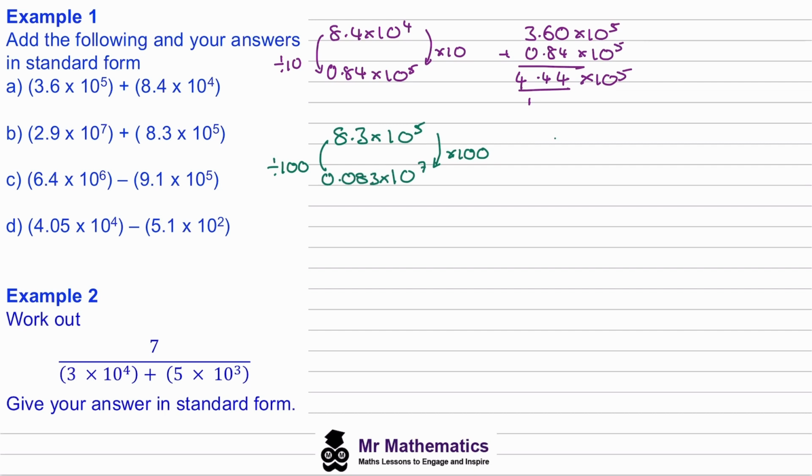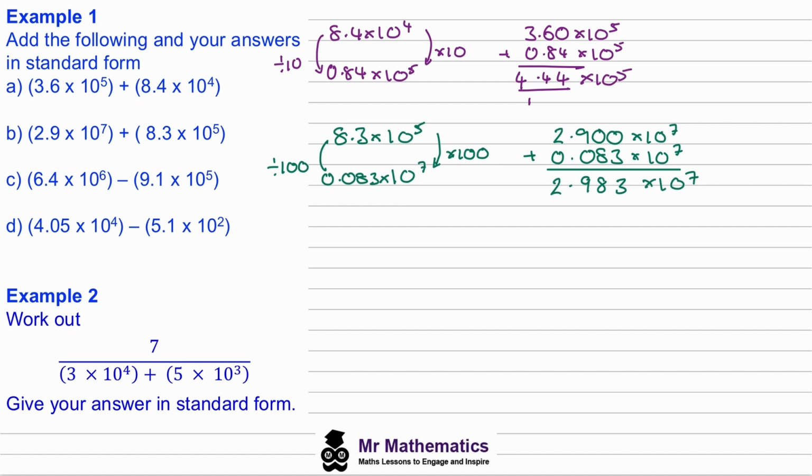So our addition is 2.900 times 10 to the 7 plus the 0.083 times 10 to the 7. When you add these two together, we've got the 0 add the 3, 0 add the 8, and the 9, and then the 2. So this becomes 2.983 times 10 to the power of 7.